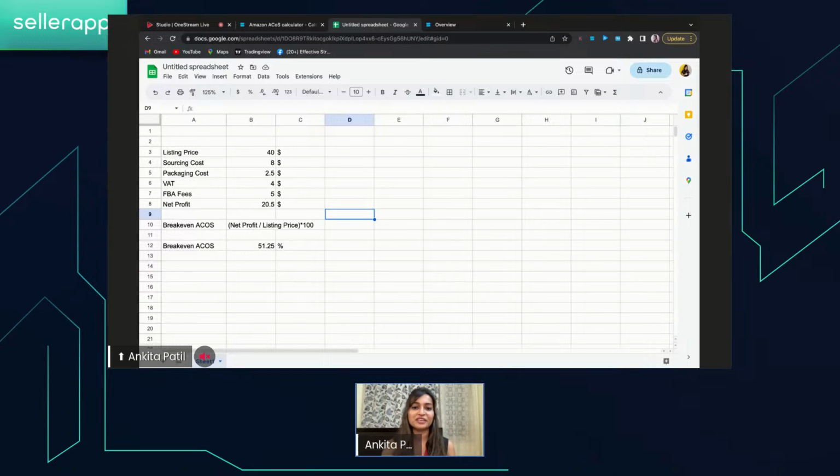So understanding your break-even ACOS is crucial because it helps you to determine the point at which your marketing efforts become profitable. If your ACOS exceeds the break-even ACOS, you're spending more on advertising than you're making in profits, which is not ideal. On the other hand, if your ACOS is below the break-even ACOS, your marketing campaigns are generating profits. So calculating your break-even ACOS allows you to make informed decisions about your advertising strategy and the budget. It helps you strike a balance between driving sales and maximizing your profits.